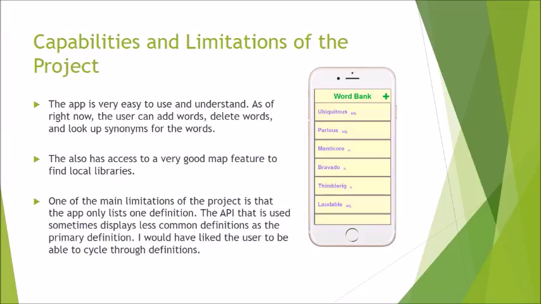One of the main limitations, though, of the project is that the app only lists one definition for each word. The API that I used sometimes offers a very different definition than we'd be expecting as the first definition. And when I process the API calls, I only use the first definition that the API outputs to me in the form of JSON data.